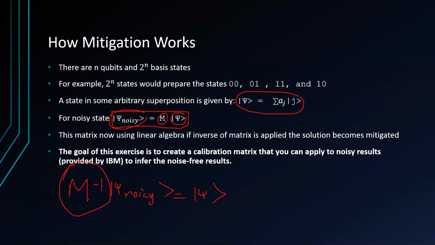So our task is to find this matrix and its inverse to find out the not noisy states. The goal of the exercise created by IBM is to create a calibration matrix that you can apply to the noisy results provided by IBM to infer the noise-free results. Now let's see how it's done.